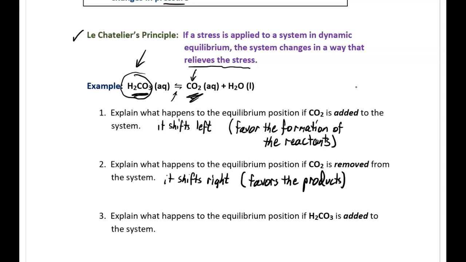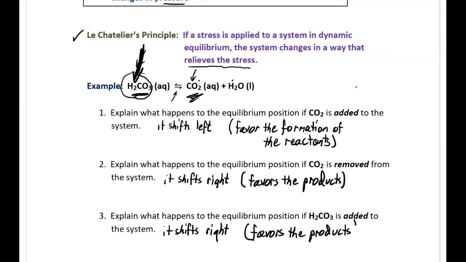Number 3, what happens to the equilibrium position if H2CO3 is added to the system? So what happens if more of this is added? The chemical reaction is going to respond by using up the H2CO3. H2CO3 is used when the forward reaction happens to create these products over here. So it shifts to the right. Another way to say shifts to the right is to say it favors the products.